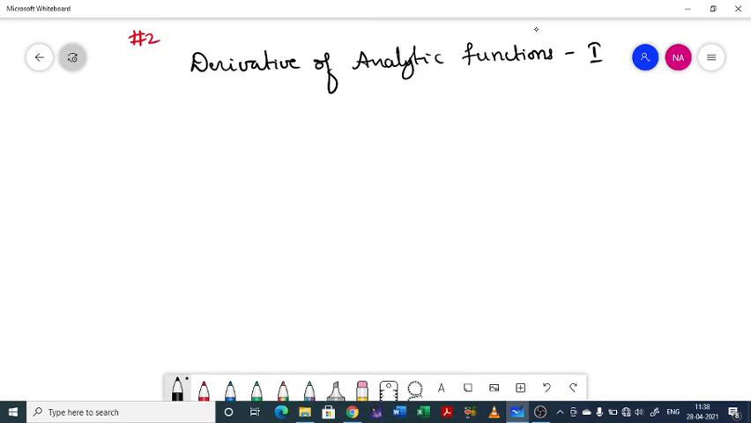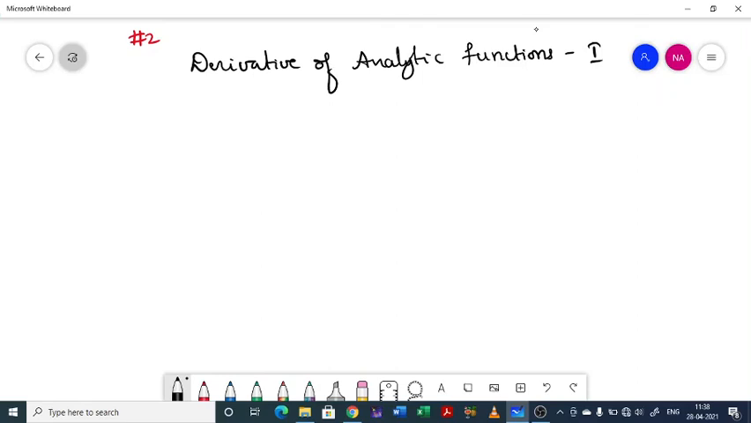So, in the previous class we discussed the definition of an analytic function and how to find the derivative of an analytic function. Only the procedure we have discussed there. In this class we shall discuss problems on that. Let us start one by one. First I will consider the functions which are in Cartesian form.